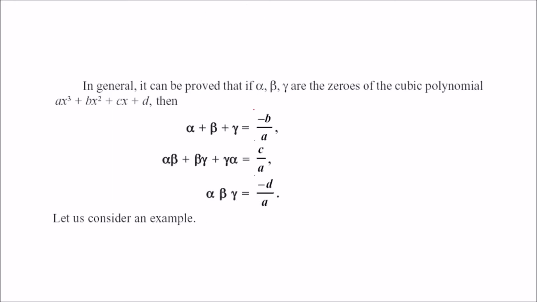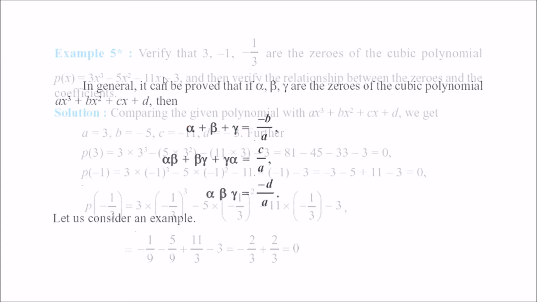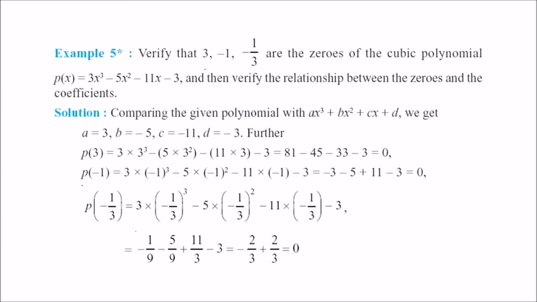So what we have found out by this discussion is, if you have a cubic polynomial of this form, and alpha, beta and gamma are the zeros, then alpha plus beta plus gamma is minus b by a, alpha beta plus beta gamma plus gamma alpha is c by a, and the product of these three zeros is minus d by a. Let us verify that these three are the zeros of this.